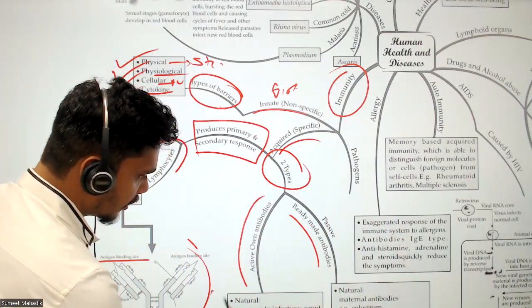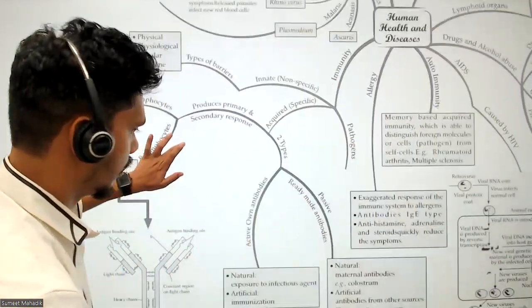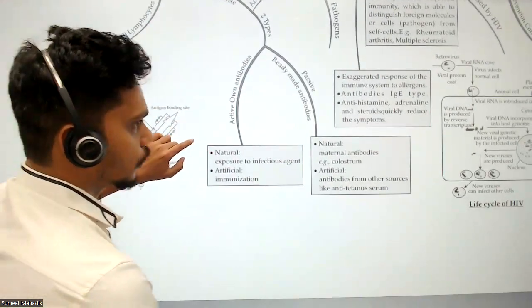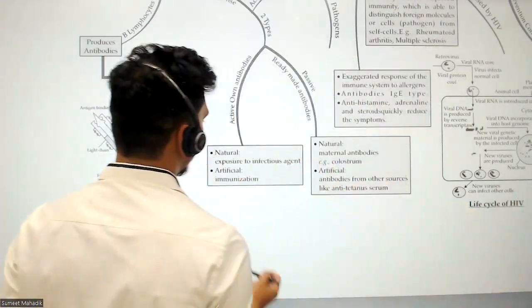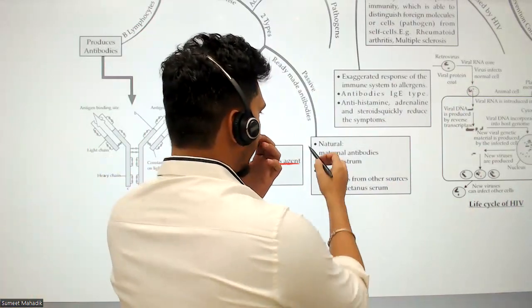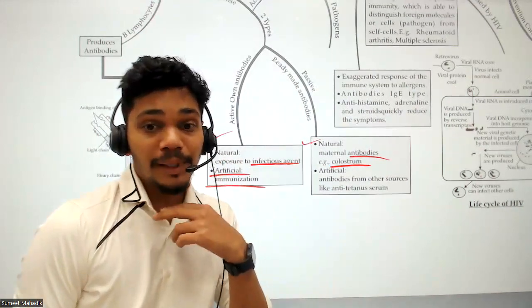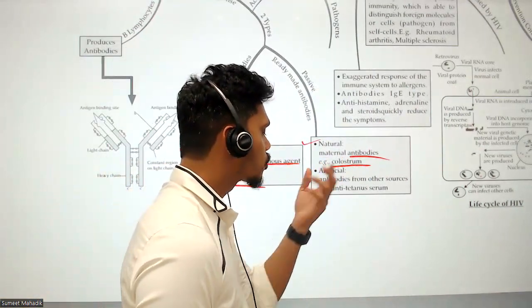So what is active? Natural. Natural exposure to infection, or artificial immunization can be used. Natural maternal antibodies, for example colostrum. Colostrum, mother's milk. The starting mother's milk is colostrum, right?